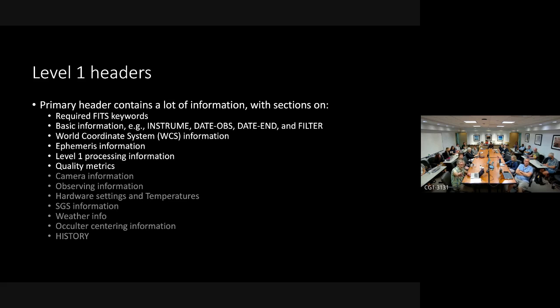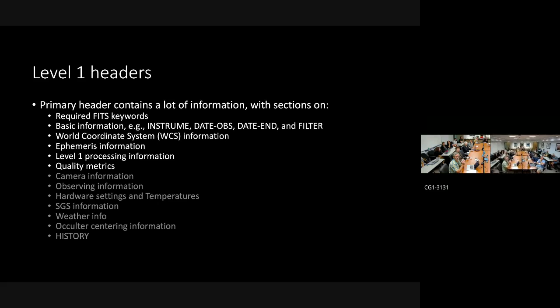The first 5 or 6 categories here, you're probably fairly interested in. There's the required FITS keywords, telling you how big the image is, and then the basic information about like the date and time of the observation. The filter is a useful one that tells you what wave region we're talking about. So 1074, for example.